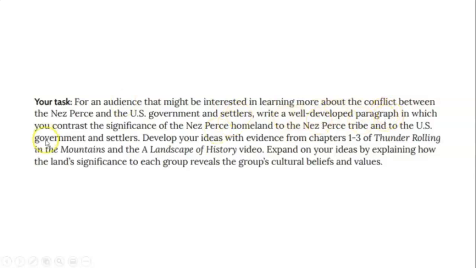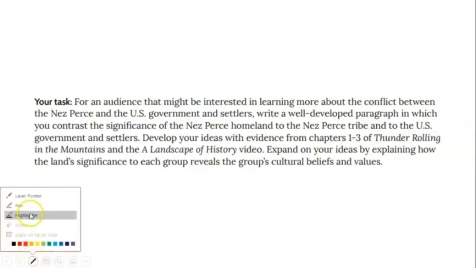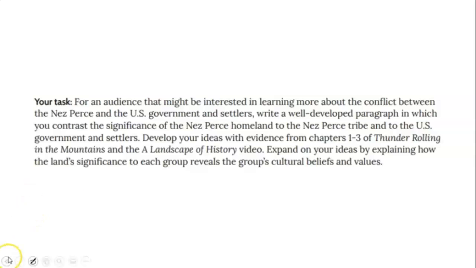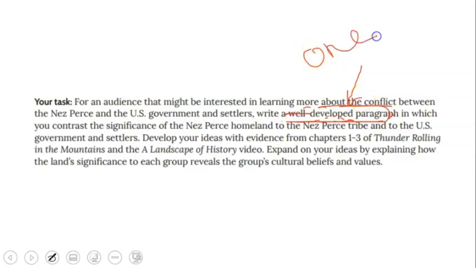Write a well-developed paragraph. I wonder if I can write on here? Oh, goodness. Pen. Okay, hold on. Okay, I got my pen, so let's see if it works. That's not very good. Okay, one paragraph. I think you see what I mean here. Let me see if I have a highlighter.